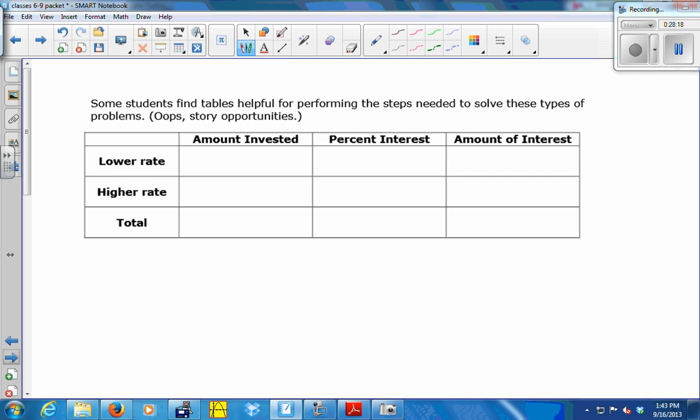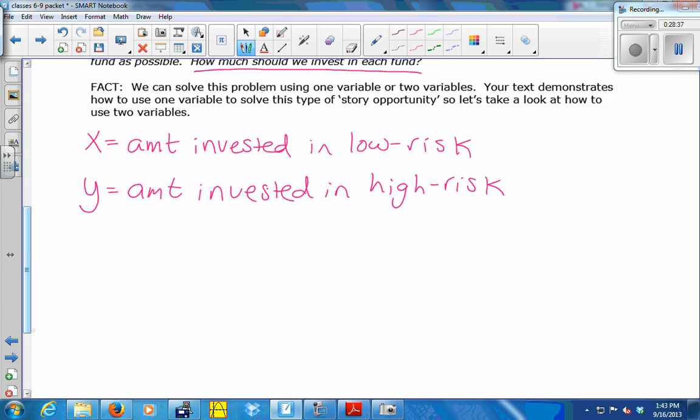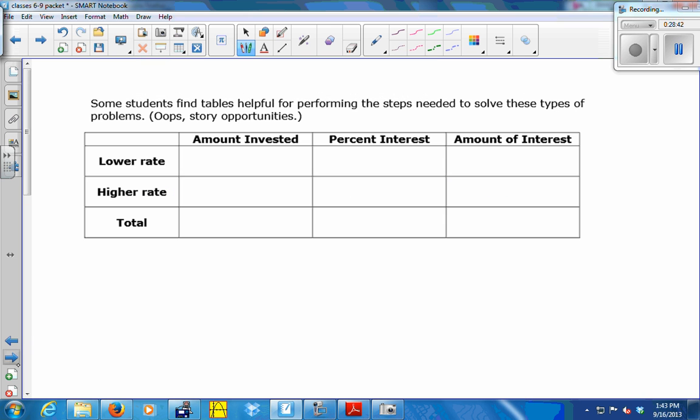All right, so some students find using a table helpful for performing these steps and figuring out the what equals what part and all your different expressions. So I'll show you how we use it. So we're letting X be the amount invested in low risk and Y be the amount invested in high risk. Always define your variables before you start doing anything else. Then you can fill in this little table where you have the lower rate, the higher rate, and the total. And we have the amount invested, the percent interest we're going to make, and then the amount of interest we're going to make in dollars, right? How much we'll make in dollars.